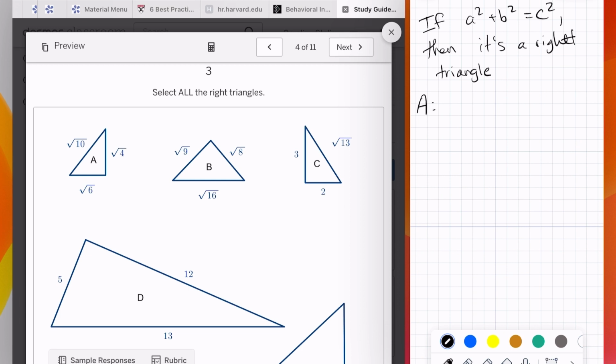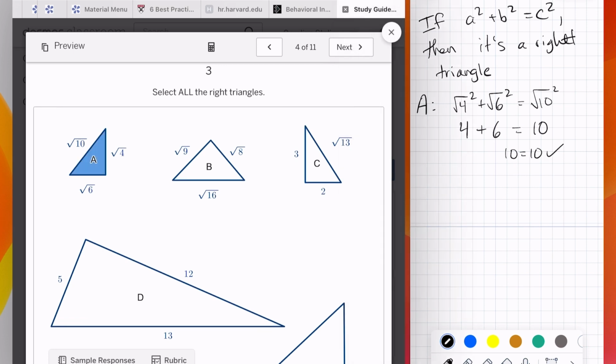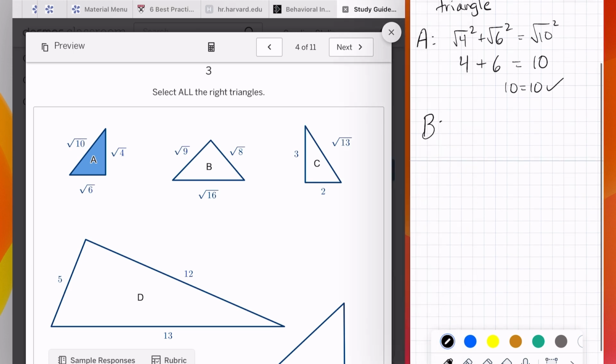So for A, we have that the legs are the square root of 4 and the square root of 6, and the hypotenuse is the square root of 10. So we substitute those into the Pythagorean theorem, and we get the square root of 4 squared is 4, the square root of 6 squared is 6, and the square root of 10 squared is 10. So we get 10 equals 10, and that is correct. So A is going to be one of our right triangles.